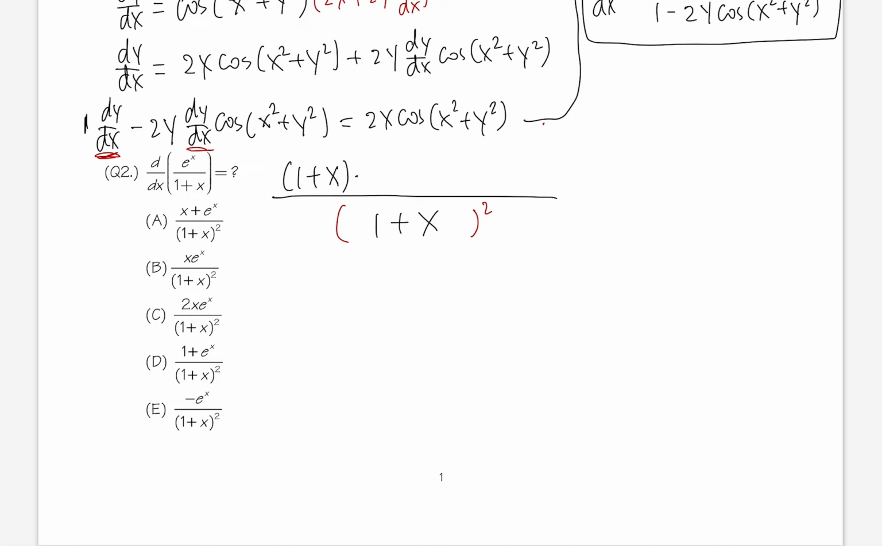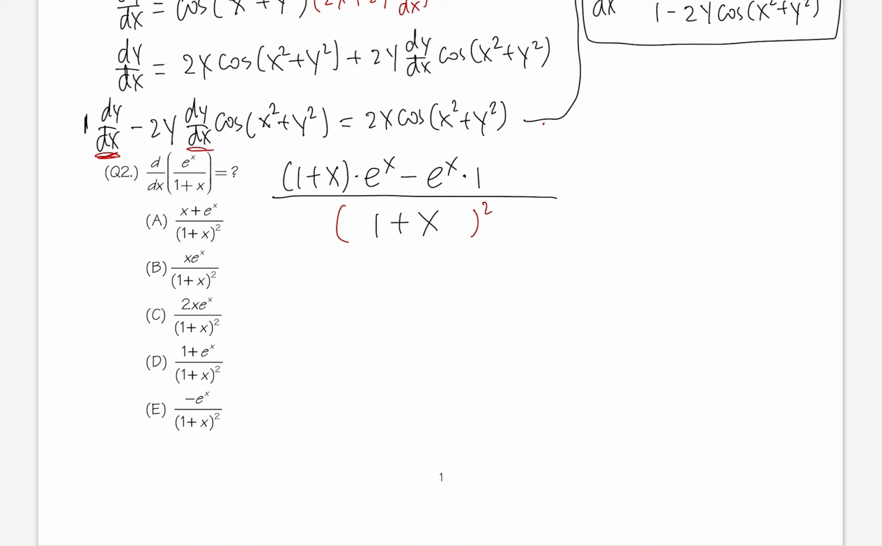And then we multiply by the derivative of the top. The derivative of e to the x is just e to the x. So we have this times e to the x. And then minus the top function, which is e to the x, times the derivative of the bottom. The derivative of 1 plus x is just 1. So that's what we have.